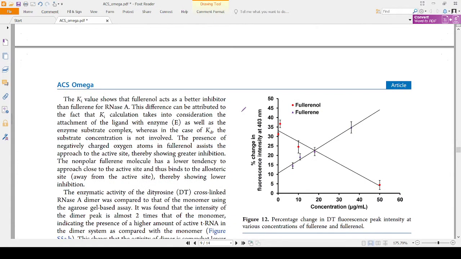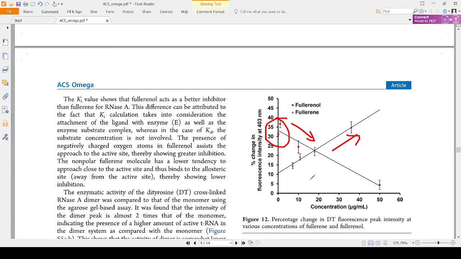The last thing they tried to understand is the concentration dependent manner. As we have observed from the paper, with increase in concentration the effectiveness of fullerene increases, but the effectiveness of fullerenol decreases, or rather we can say that fullerenol is much more effective at lower concentration.